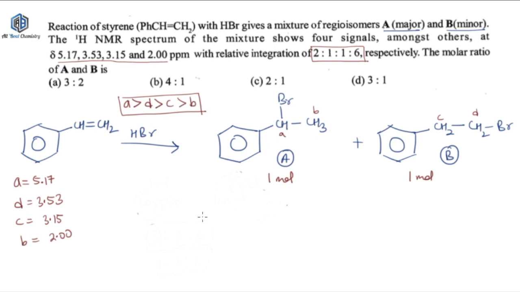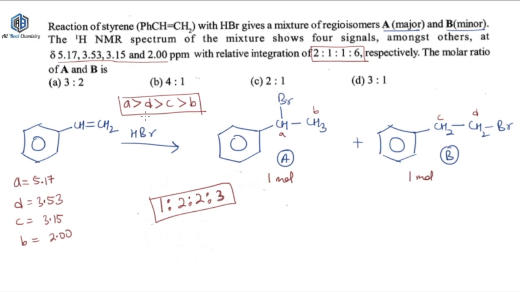A, how many types of A are there? A proton we have 1 type. D, how many D protons are there? 2 D protons. Then what about C? C protons are also 2. And what about the B proton? B proton is 3. So this is the value which you will get if the intensity ratio is 1 is to 1. But in the options we don't have 1 is to 1, right?